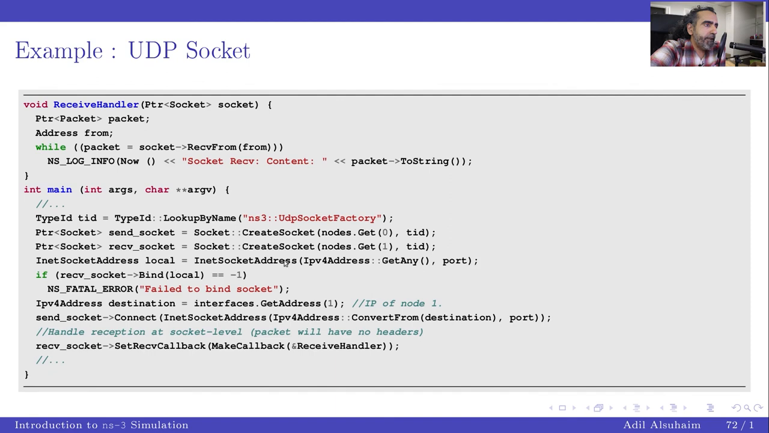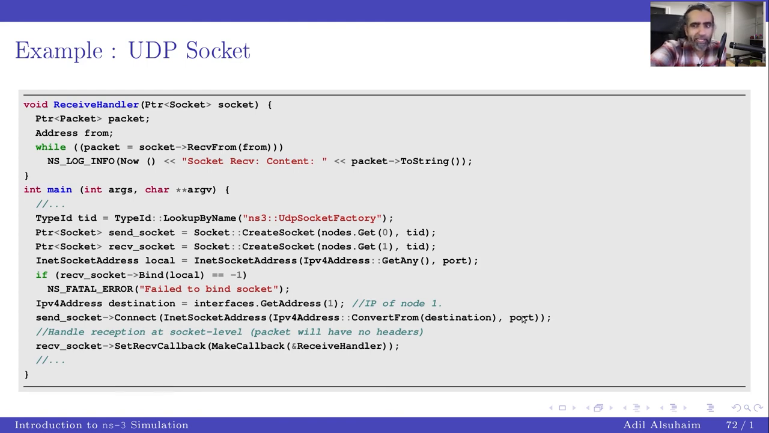Then create an IP address bound to any, that's basically the 0.0.0.0, four zeros, with a port number, so whatever port number I have. And then I bind the receiving socket to accept that InetSocketAddress. Basically, this IP GetAny means it will accept communication from any IP address. I'm going to create a destination IP with the interface's address of node 1, and then the send socket, I'm going to have it connect to the destination IP and port.